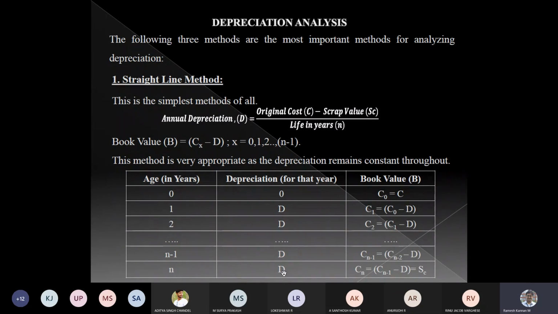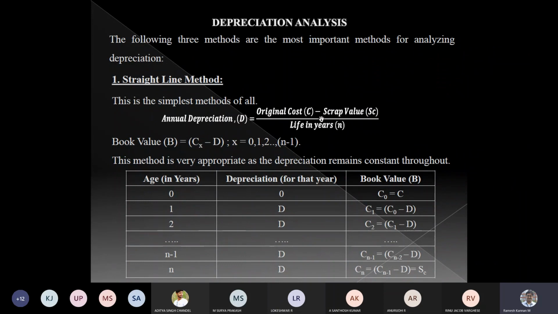At the nth year, we have the same depreciation. The n minus 1 year book value minus D will give Cn, the book value of the nth year. But that is surprisingly the SC, the scrap value. That should equal SC. If you get some other value, then there are calculation mistakes. So generally it will be the scrap value which we anticipated initially, right? At the end of the nth year, after depreciating all these things, you have to end up with the scrap value of the property, right?